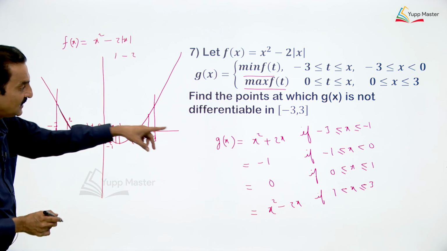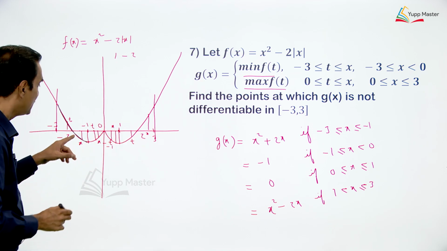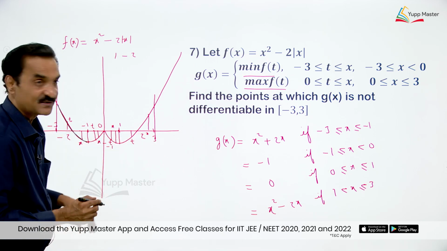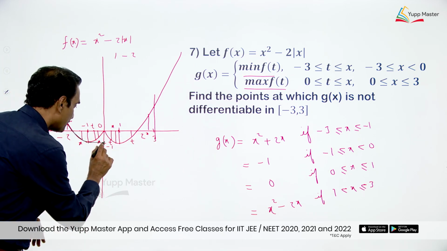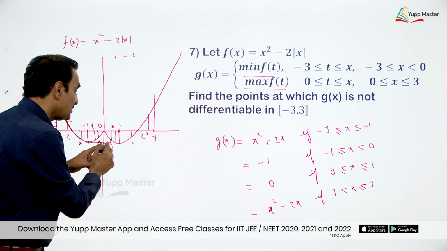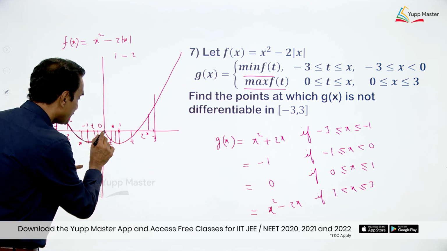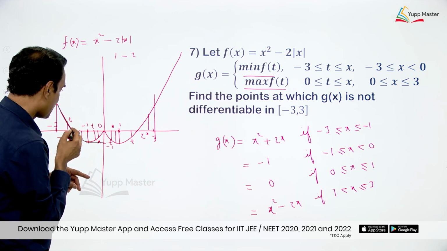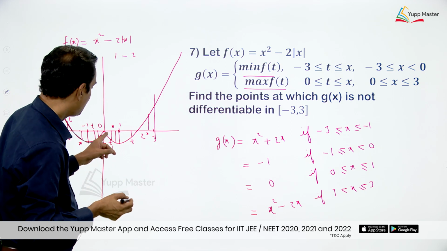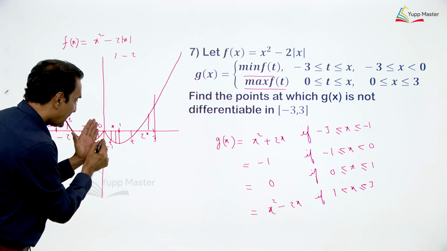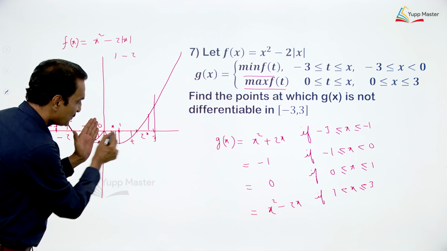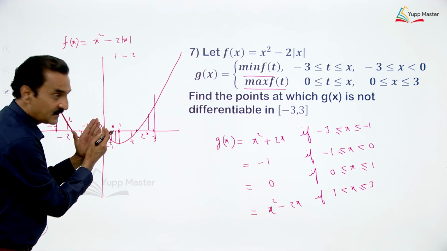This black one is the graph of g of x. In the interval -1 to 0, it is constant -1. So, it comes like this. In the interval 0 to 1, it is 0. Here, when x is between -1 and 2, in this whole interval the maximum value is 0.